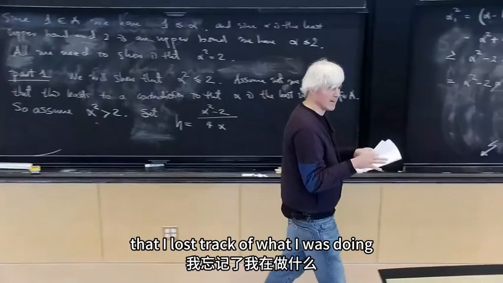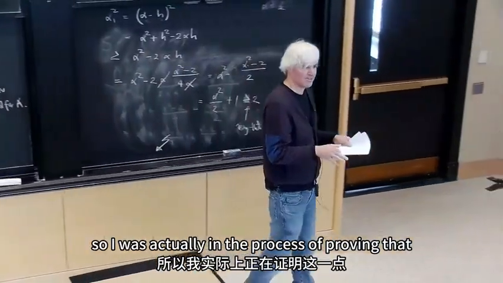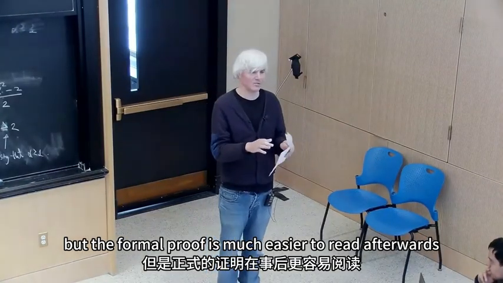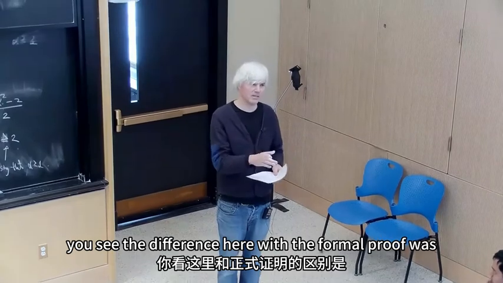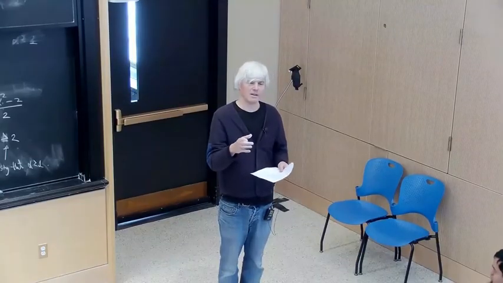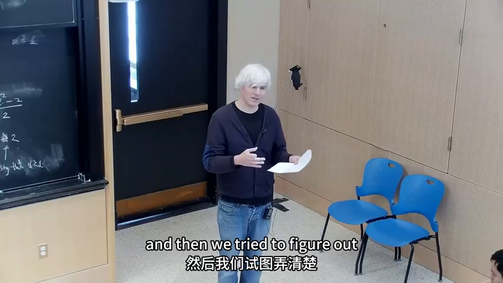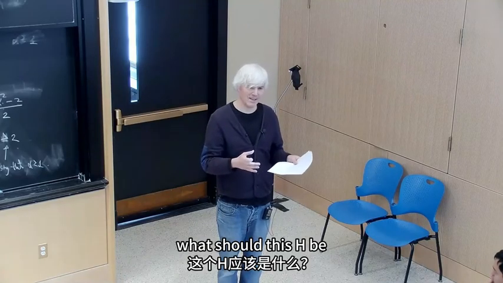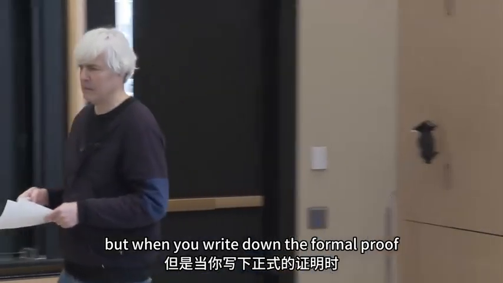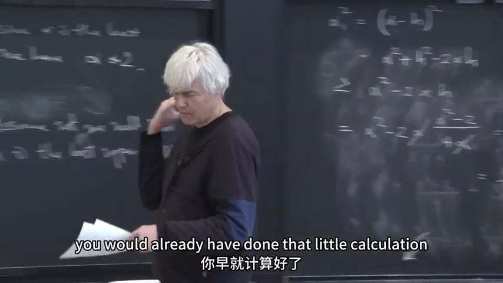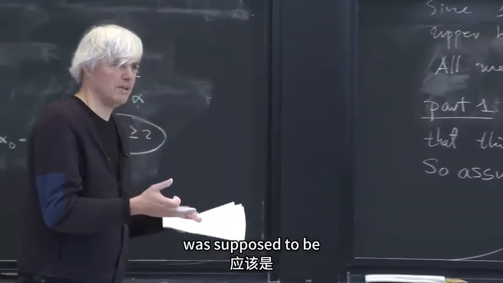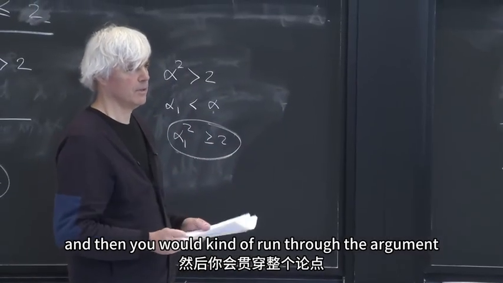And so you see I fell into the trap. I was doing it so formally that I lost track of what I was doing. That's a danger, but the formal proof is much easier to read afterwards, right? And so you see the difference here with the formal proof: last time we did a little calculation, and then we tried to figure out what this h should be, and it came at the end. But when you write down the formal proof, you would already have done that little calculation, and you would say up front what h was supposed to be, and then you would run through the argument, right?